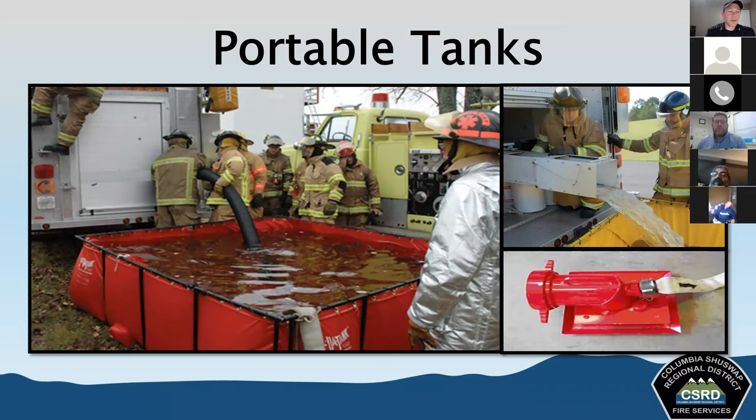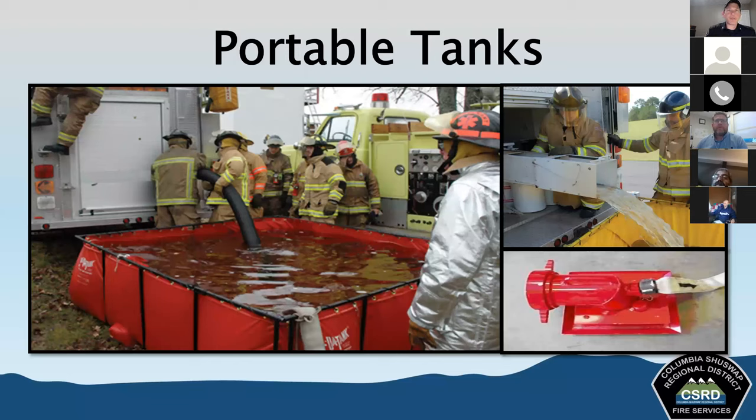You'll have one engine drafting the water. The tanker tender will go and pick up the water, draft the water from a static source, come on a shuttle run, and dump it into a portable tank. The pump operator is then able to draft the water into the pump from the end of the engine, and the tender then goes to get another load.